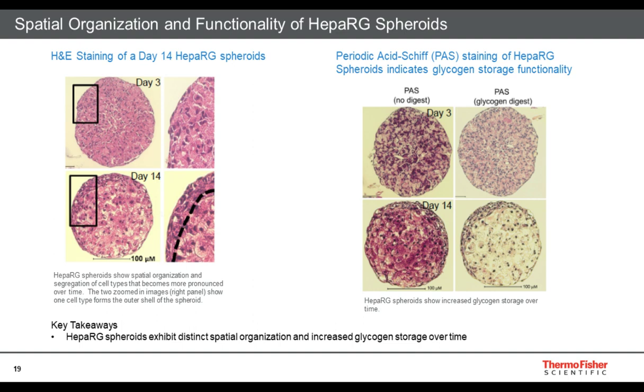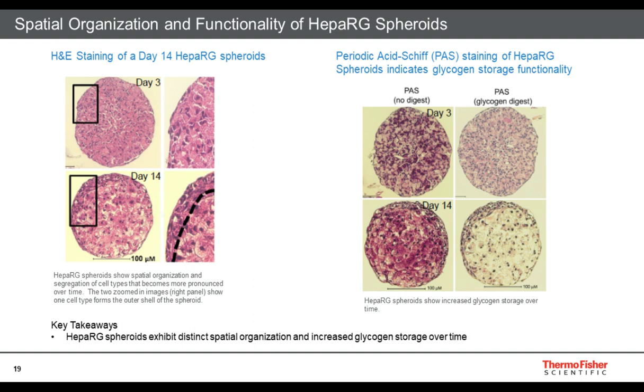So moving on, this is just some quick histology staining we did. The left chart is of an H&E staining of day 14 HepaRG spheroids. A lot of the literature states, depending on what format you grow these cells in, of the two cell types, the cholangiocytes and the hepatocytes, one will form a shell and the other will form the inner ball of cells.